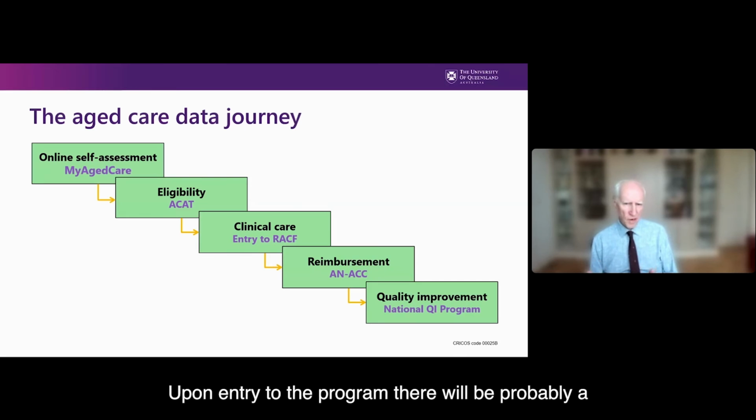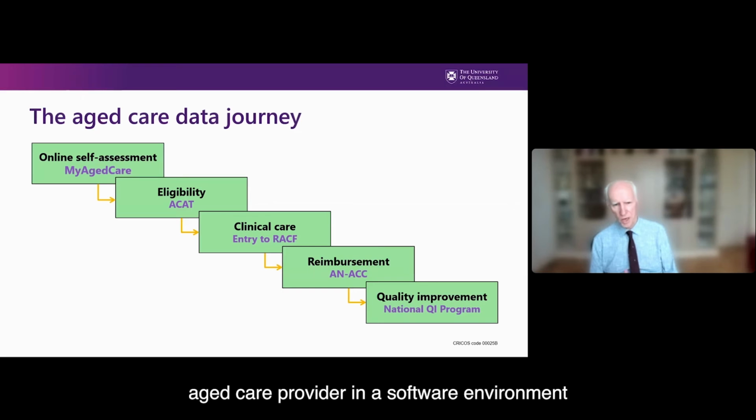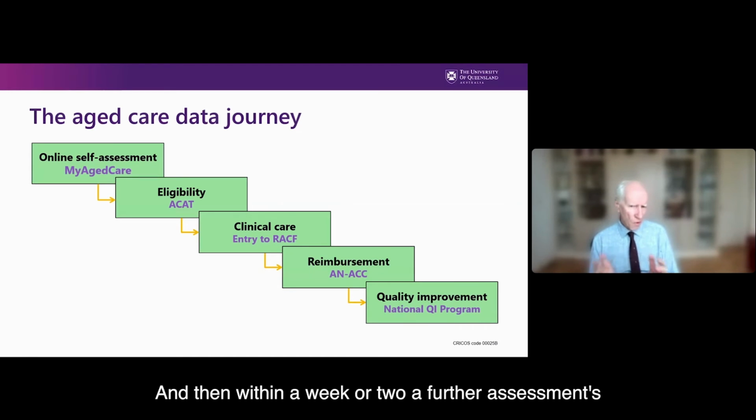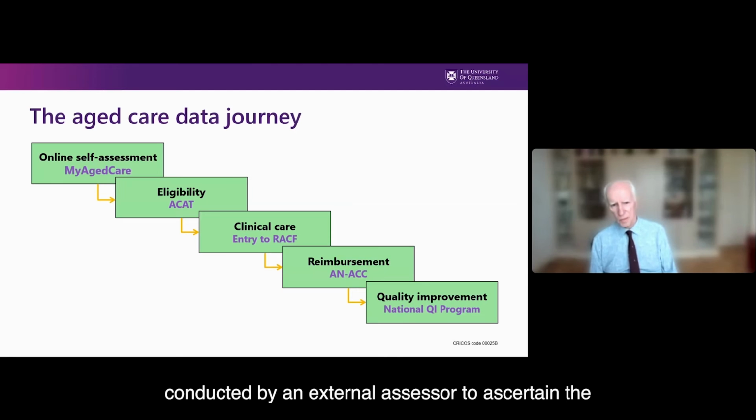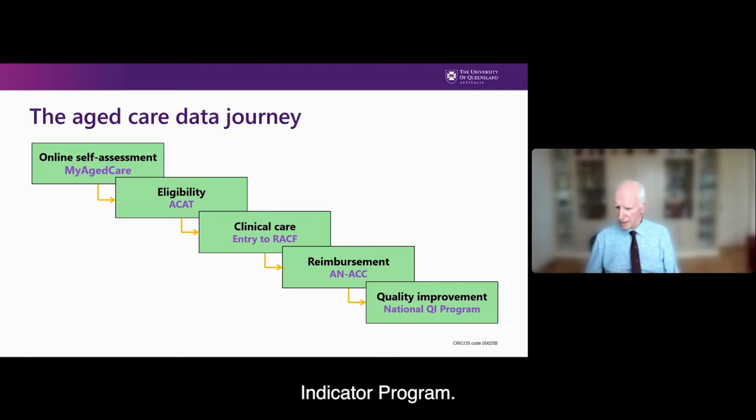Upon entry to the program, there will probably be a bespoke assessment that's been constructed by the aged care provider in a software environment that would assess the needs. And then within a week or two, a further assessment is conducted by an external assessor to ascertain the AN-ACC classification to support payment. And within a month to 3 months, there'll be a further assessment or data recorded in order to calculate the quality indicators for the quality indicator program.